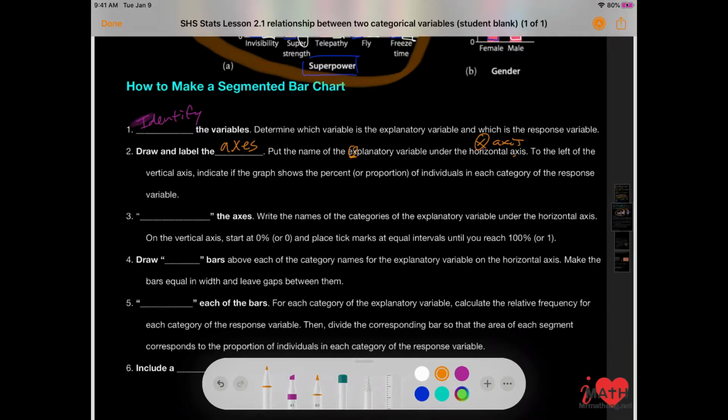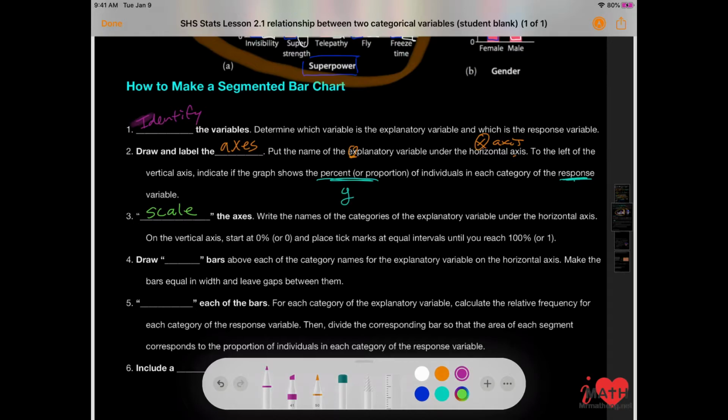To the left of the vertical axis, indicate if the graph shows the percent. So on the y-axis, you're always going to have the percent, or the response variable. Number 3, make sure to scale the axes. Write the names of the categories of the explanatory variable under the horizontal or x-axis. On the vertical axis, start with 0% or 0 and place the tick marks at equal intervals until you reach 100% or 1.